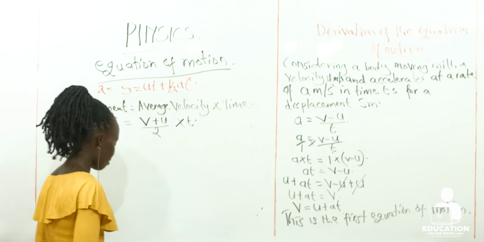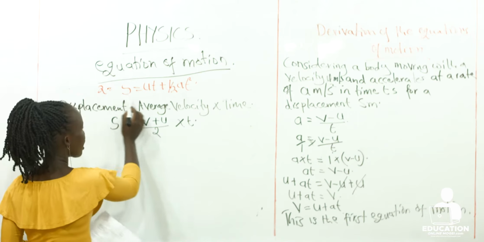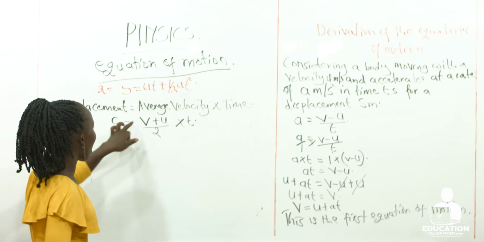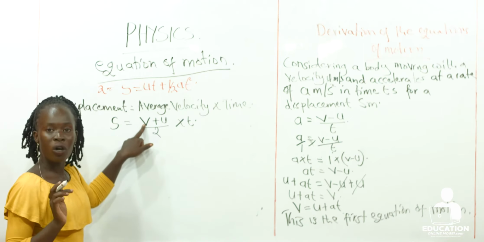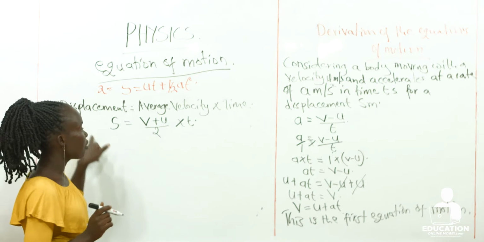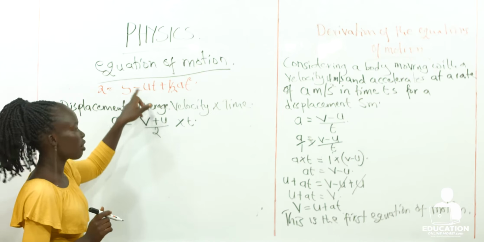So if you have that, what happens is that if you look at this formula here, at that equation there, it doesn't have what? The final velocity. So what we are going to do is we want to eliminate this v from this formula we have written, so that we can come up with that.